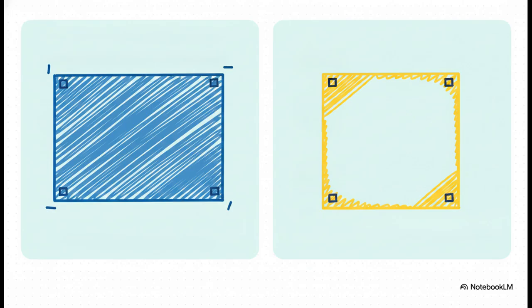The square is super rigid. It demands that all 4 of its sides be exactly equal in length. The rectangle, however, is a bit more relaxed. It only requires its opposite sides, the ones facing each other, to be equal.